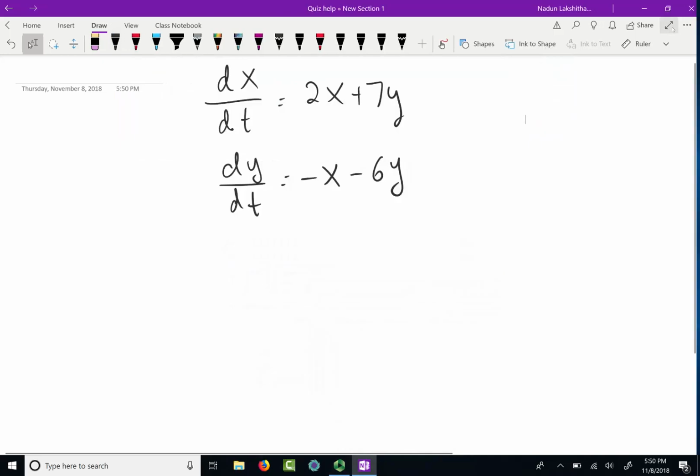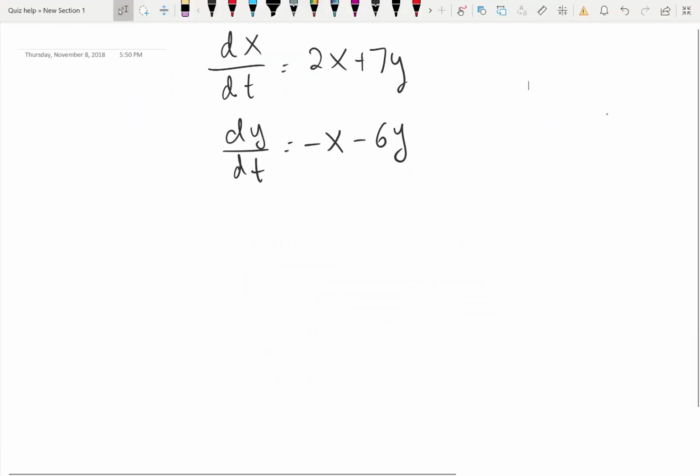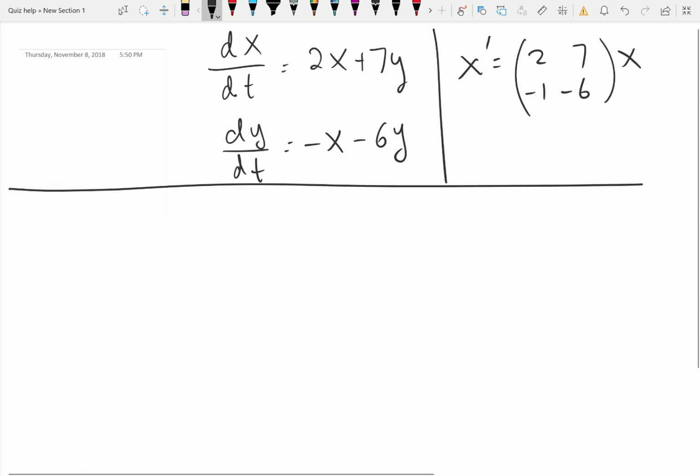Alright, so let's solve another example. This is the differential equation. You write the matrix form: X prime is equal to [2, 7; negative 1, negative 6] x. So matrix A is really [2, 7; negative 1, negative 6].